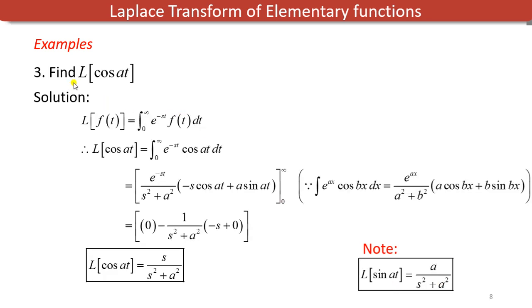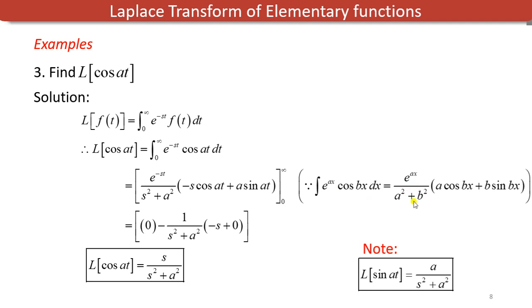The next example, find L of cos at. So by definition, we have the Laplace transform. So here we can substitute f of t is equal to cos at, so that we can get integral 0 to infinity e power minus st cos at dt. So we can integrate this integral by using the integral formula, integral e power ax cos bx dx.